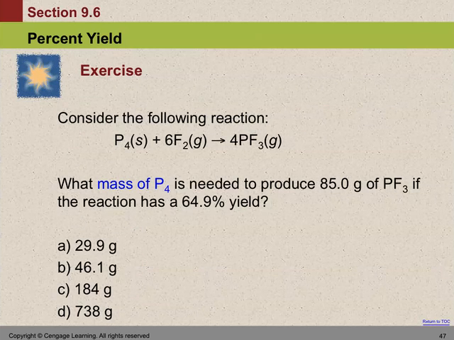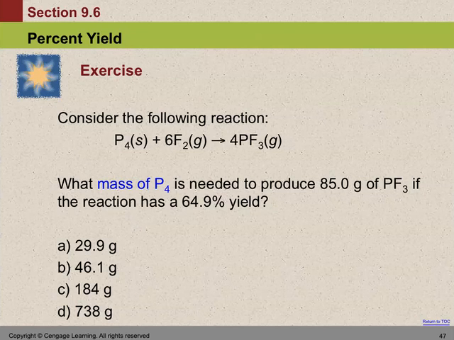Let's take a look at this reaction. What mass of P4 is needed to produce 85 grams of PF3 if the reaction has a 64.9% yield? You'll have to work backwards here and work out what we have. We have the percentage yield. We have an actual yield of 85 grams.